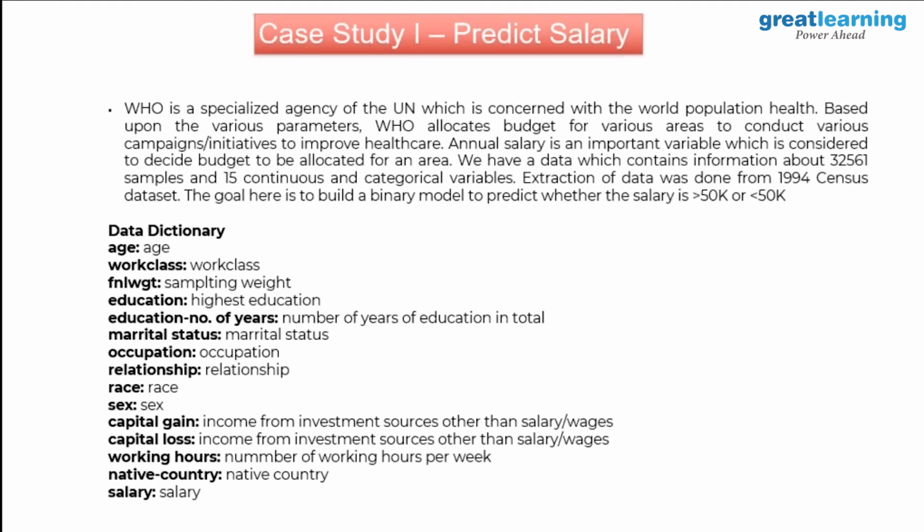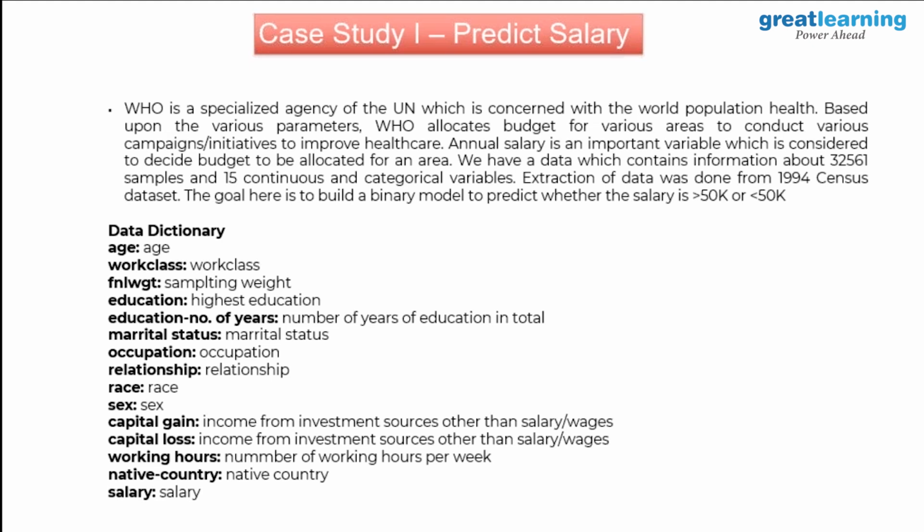The case study, as I said, is one which I would be using, to predict the salary. Just 2 minutes we'll spend on what the data set is. WHO is a specialized agency of the UN which is concerned with world population health. Based upon various parameters, WHO allocates budget for various areas to conduct campaign initiatives to improve healthcare. Annual salary is an important variable which is considered to decide the budget to be allocated for an area.